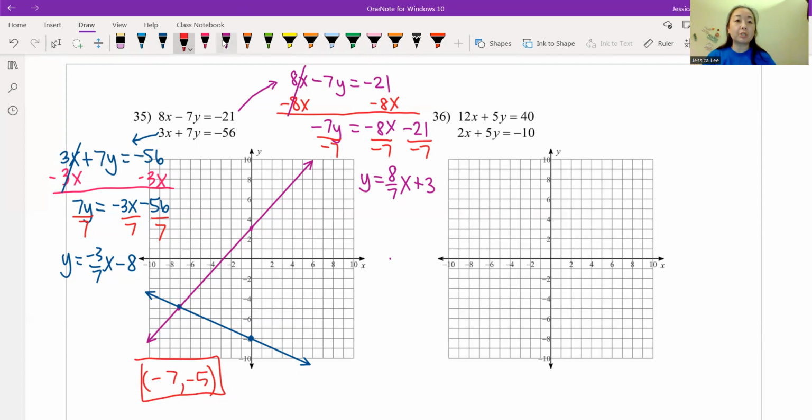And here we go. We're going to do that. So it's the exact same thing. We're just going to rewrite it into slope-intercept form. So there's a little bit, do you see what I'm saying? A little bit of algebra going on here. But then we're just going to be graphing them after that.